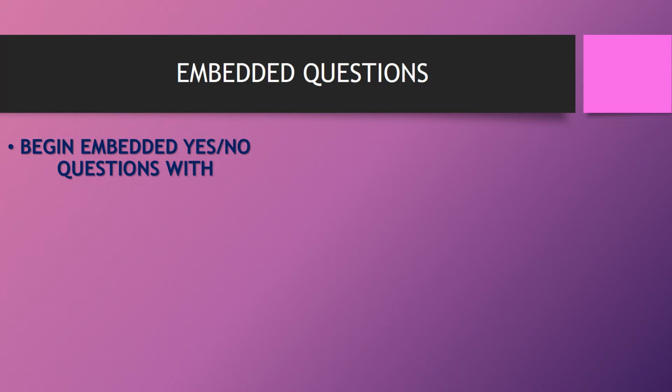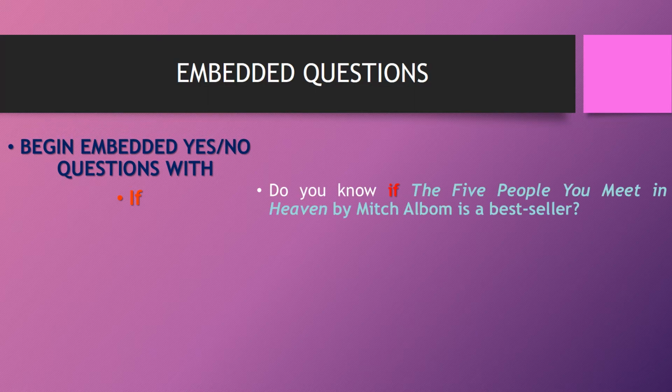When we want to ask a yes/no question, we begin the embedded question by using if. We change the yes/no question to a statement. See this example. Do you know if The 5 People You Meet in Heaven by Mitch Albom is a bestseller?